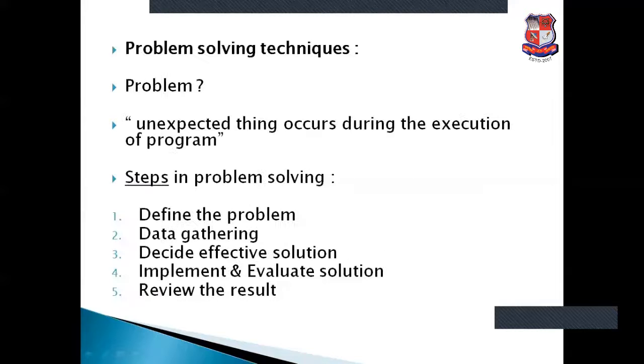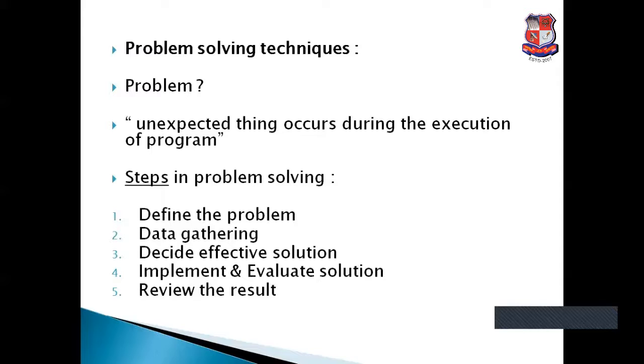Okay, there are certain steps for problem solving. In that, the first one is to define the problem. Firstly, you have to define what the problem is. Second, you have to gather particular data, or requirement gathering, for that particular problem. In the third step, decide an effective solution. You have to decide which solution is very much effective for that particular problem. In the fourth part, implement and evaluate the solution. You have to implement that effective solution, and after implementing it, you have to evaluate and track that particular solution. In the last step, you have to review the result of that particular problem.